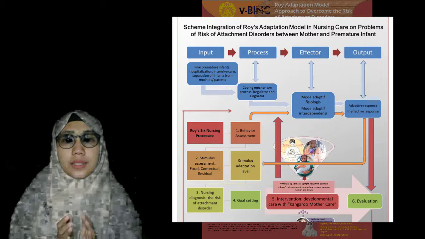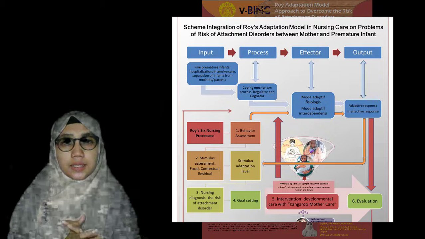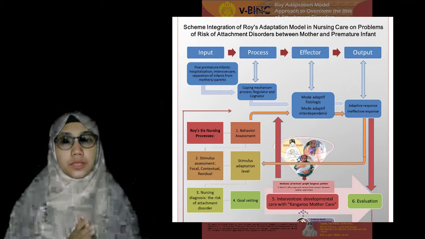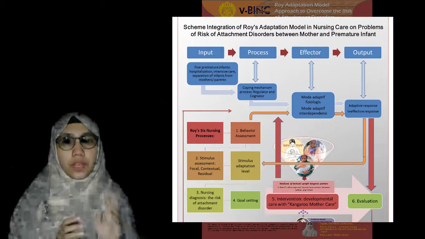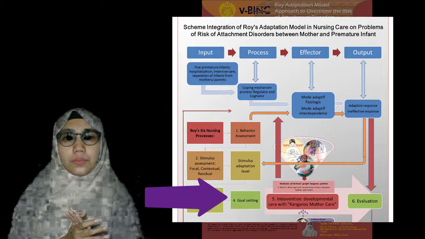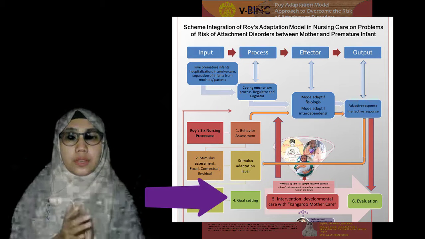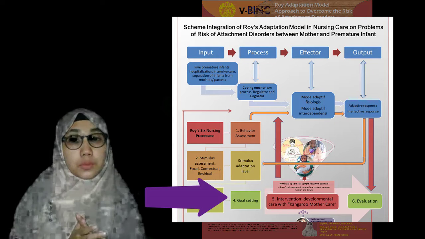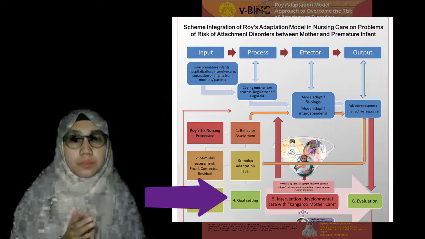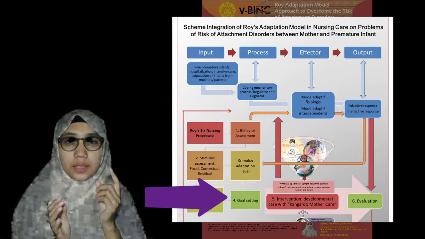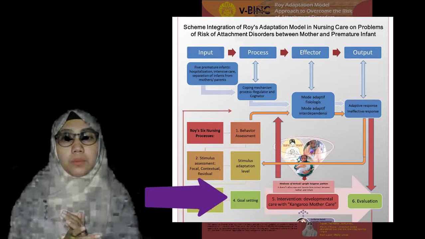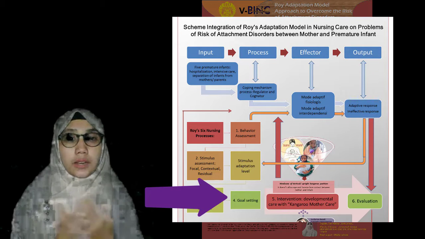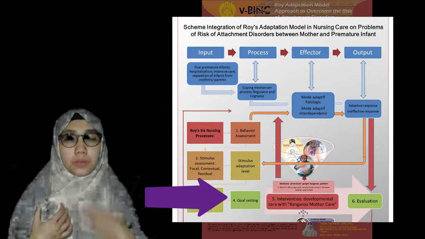The problem raised in this discussion of my study is the risk of attachment disorders between mother and premature infant, which of course is experienced by the 5 respondents in this case. The objectives set were to achieve increased attachment between mother and premature infants, such as verbalizing positive feelings from mother to infant, smiling, talking, eye contact, creation of mother-infant bonding, mother is able to feed or breastfeed the infant, as well as the creation of attachment and correct position of breastfeeding.